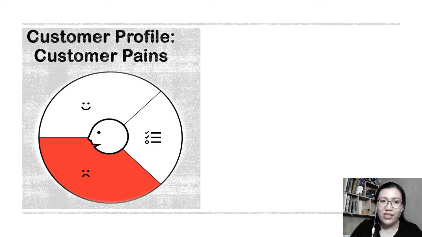So next under the customer profile is the customer pains. Pains describe anything that annoys your customers before, during, or after trying to get a job done, or simply prevents them from getting a job done. Pains also describe risk, that is, potential bad outcomes related to getting a job done badly or not at all. There are three types of customer pains.